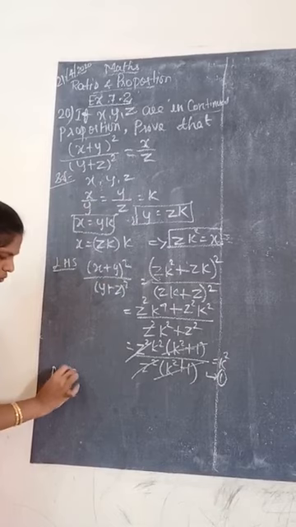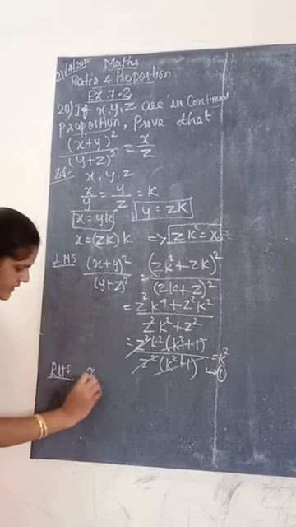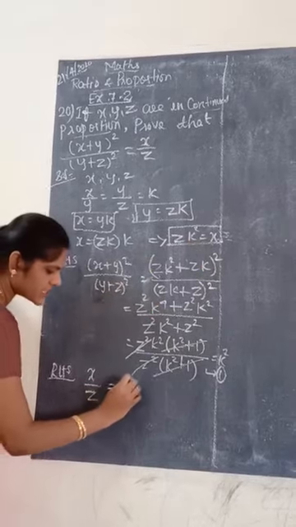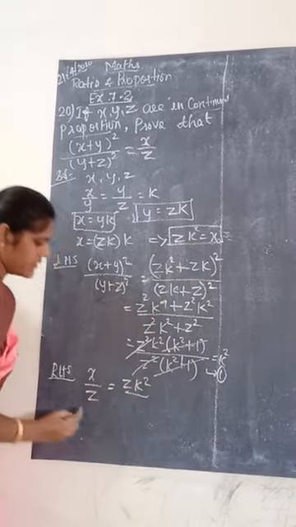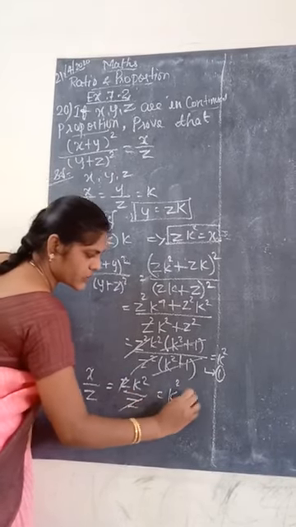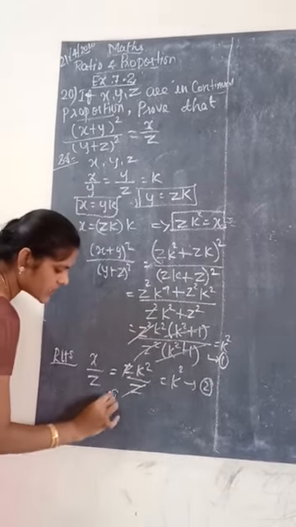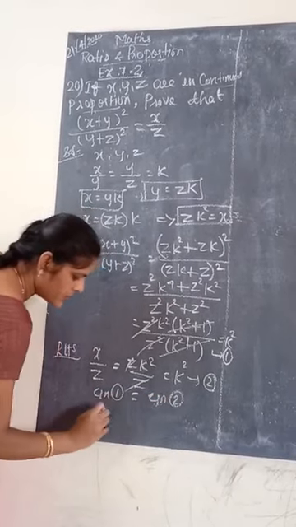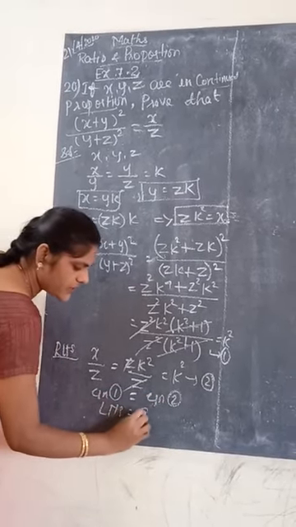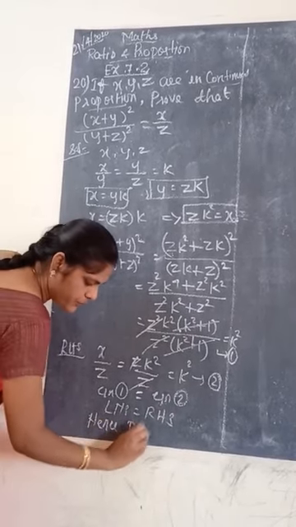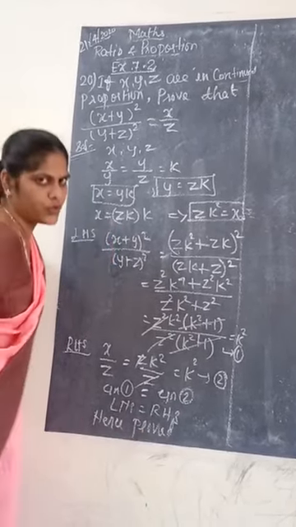Next, come to the right hand side. What is the right hand side? x by z. What is x value? z k square. Next, what is z value? z. So z cancels, k square. That is equation number 2. So equation number 1 is equal to equation number 2. So left hand side equal to right hand side. So hence proved. Here they asked us to prove, no? That's all the proof.